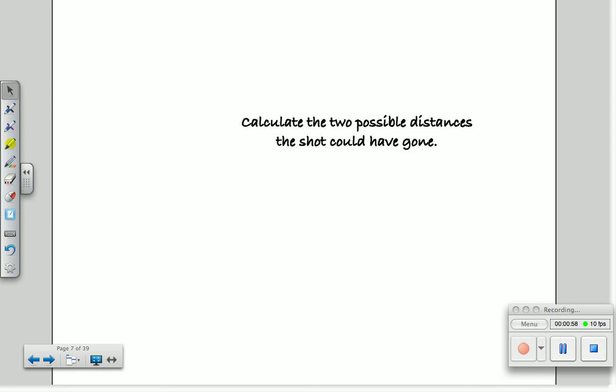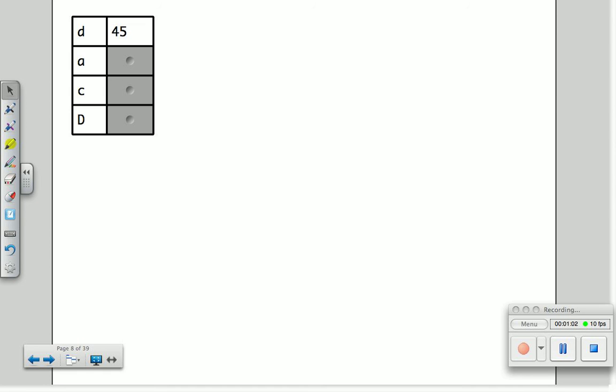So now we have to calculate the two possible distances the shot could have gone. The values that we are going to use in our formula are D equals 45, A equals 100, C is our variable, and the angle is 15. Then to calculate the two possible distances the shot could have gone, we use the law of cosines.